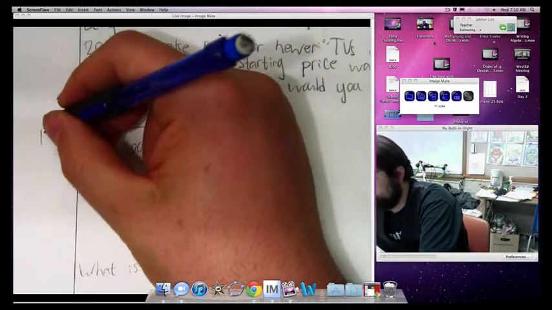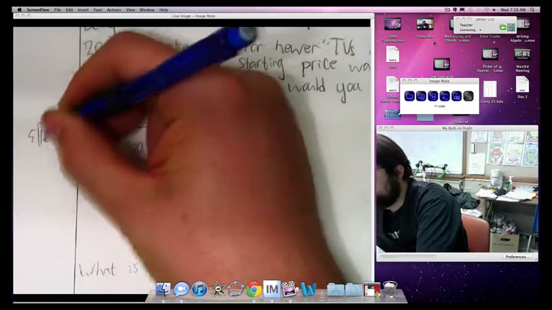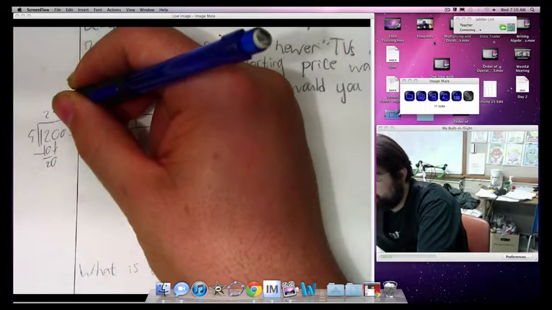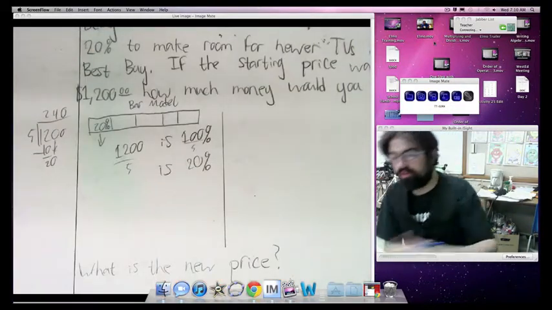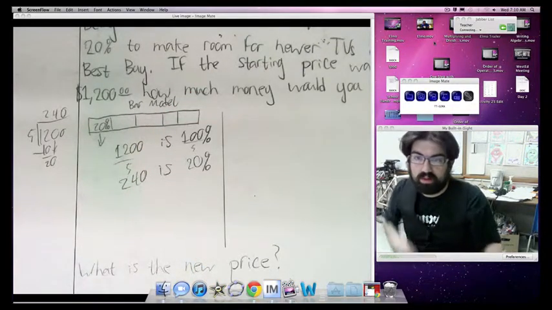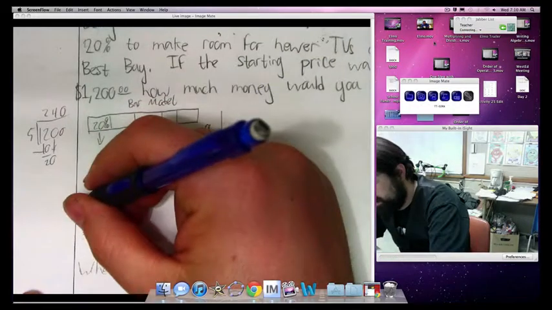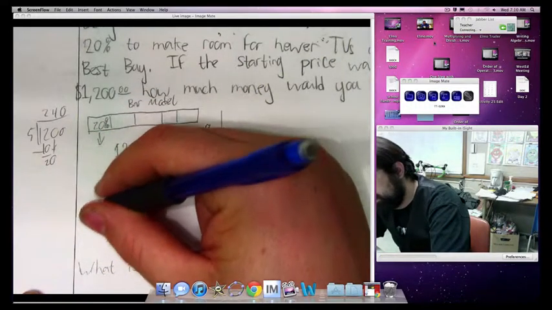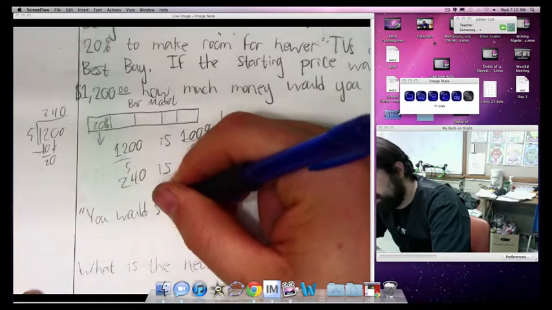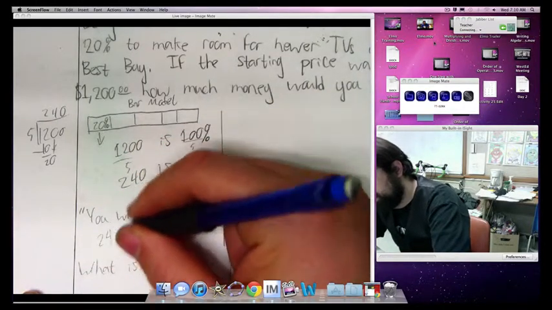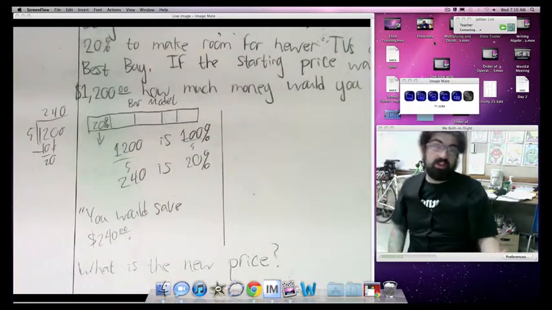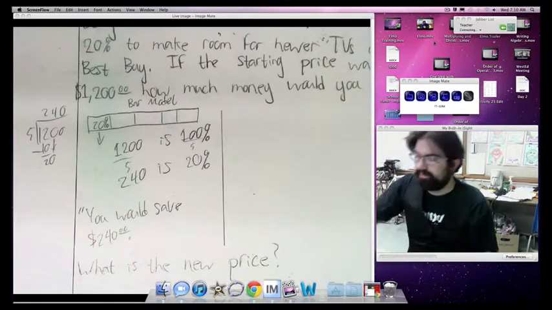So let's show my work over here. 5 goes into 12 twice, 2, bring down the 0. 5 goes into 20 four times, add a 0. So I'm going to save $240. That's what 20% is. So I'm going to write that out. You would save $240. Cool.